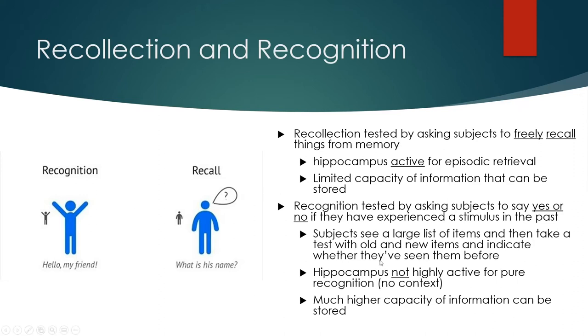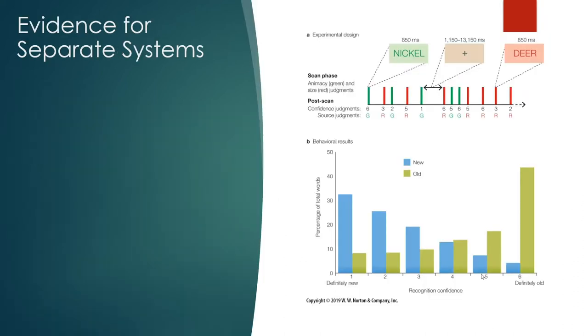But something to note here is that the hippocampus is not highly active for this type of memory. This is something that can be done without the hippocampus being involved. What we're seeing here is that the hippocampus is important for episodic memory, for creating this whole story that has all of this context included. But if we're just saying yes or no, if we've seen something, this quick check, then that can be done outside of the hippocampus. And that's what we'll explore in these next couple of slides.